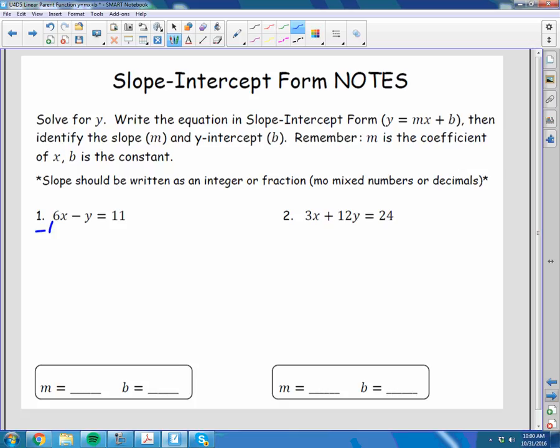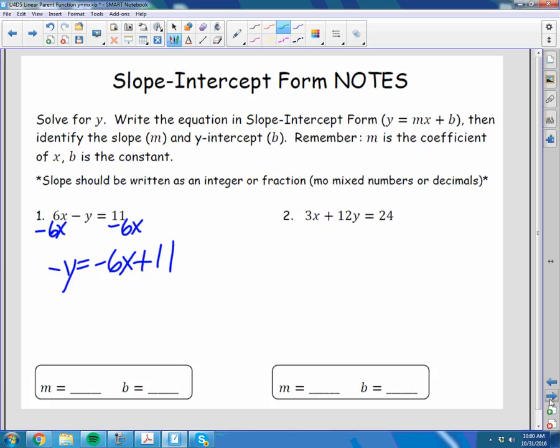Very good. We subtract 6x from both sides, which leaves us with, how do we write it? Negative y equals negative 6x. Perfect. Negative y equals negative 6x plus 11. Because I want the x term first, and we want to make sure we're being careful with all negative signs.